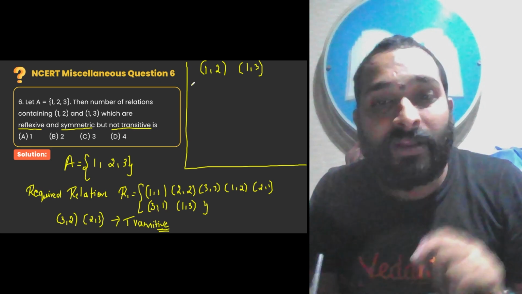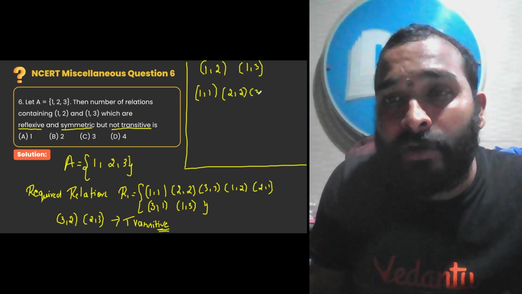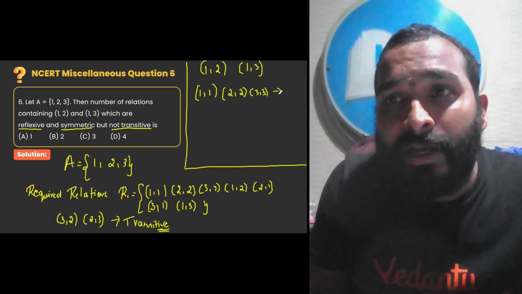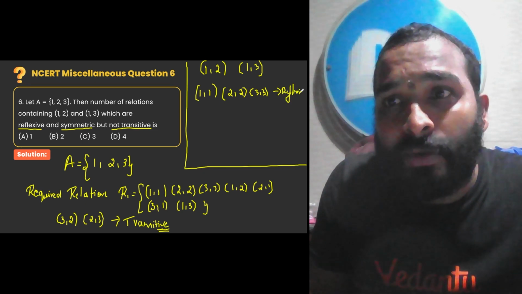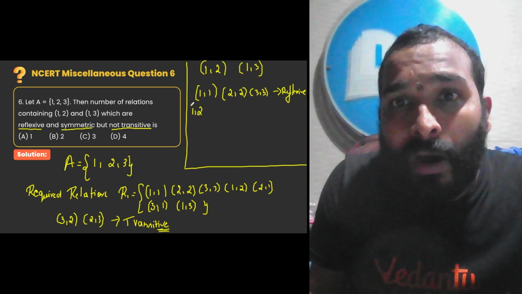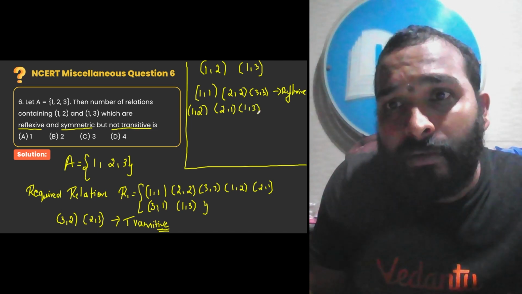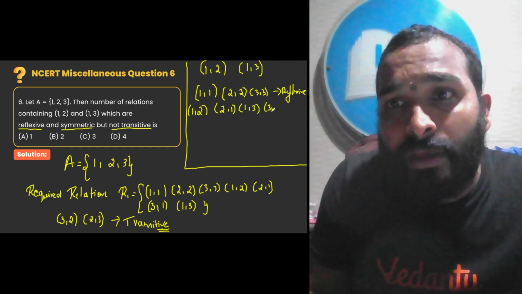And you can notice 1, 1, 2, 2, 3, 3. We have included this because it should be reflexive. It should be reflexive. Correct? That is given in the question. And we have included 1, 2, 2, 1, 1, 3 and 3, 1. What is the reason? Because we know that it should be symmetric.